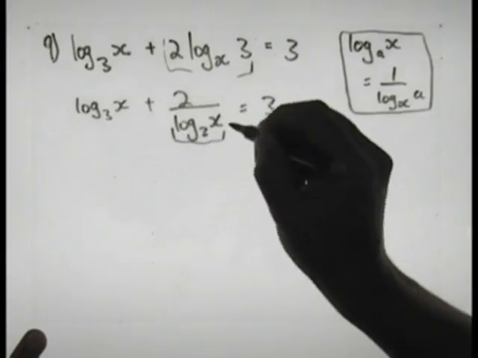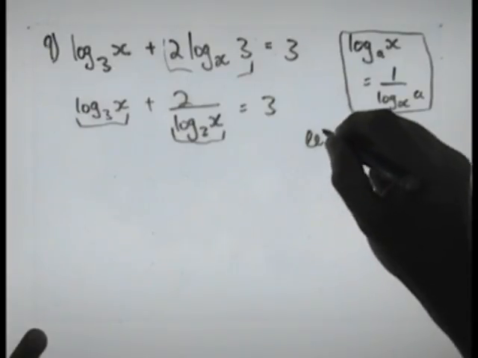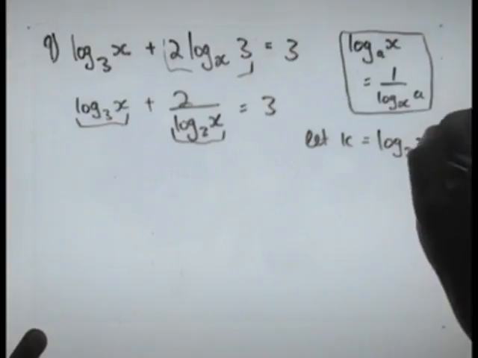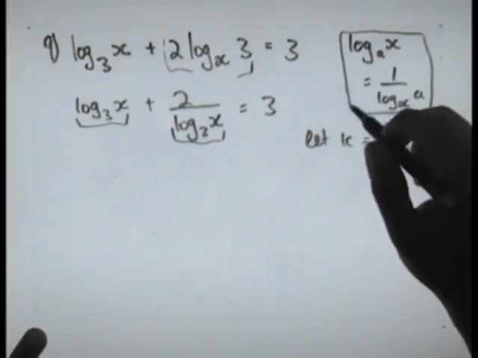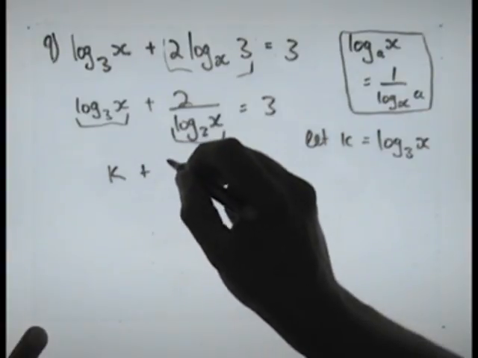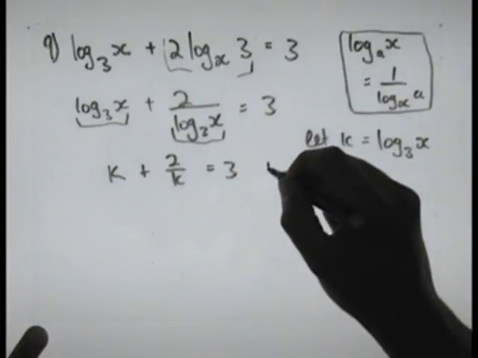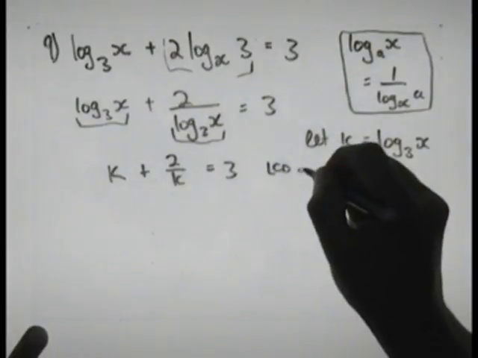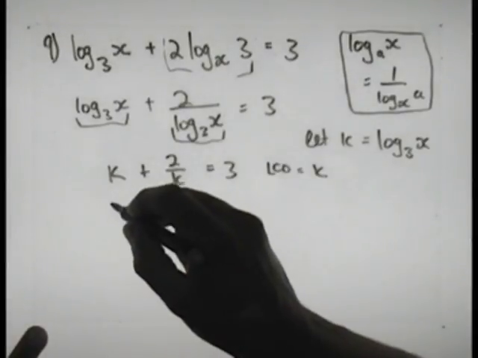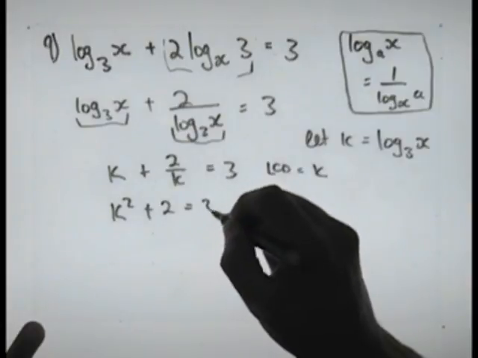Notice that I've got the same term there and there. I'm going to use the k method. I'm going to say let k equal log base 3 of x. Now I'm not changing anything, I'm just substituting a k in there. So that will become k plus 2 over k is equal to 3. My LCD is equal to k. Multiply everything by k. This will become k squared plus 2 is equal to 3k.